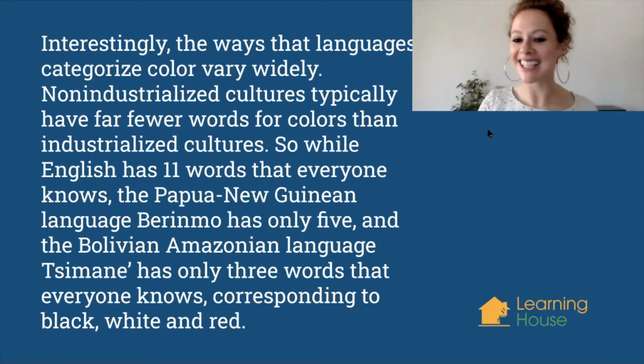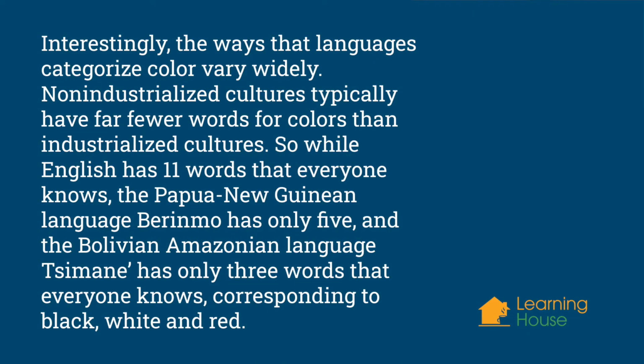We're going fast. Interestingly, the ways that languages categorize color vary widely. Non-industrialized cultures typically have far fewer words for colors than industrialized cultures. So while English has 11 words that everyone knows, the Papua New Guinea language, Berinmo, only has 5, and the Bolivian Amazonian language, Tsimane, has only 3 words that everyone knows, corresponding to black, white, and red.